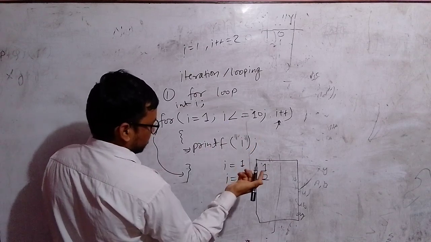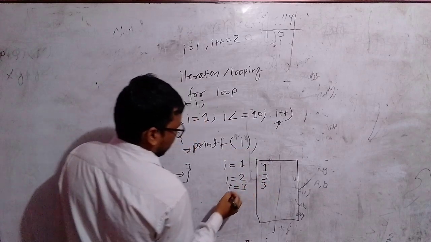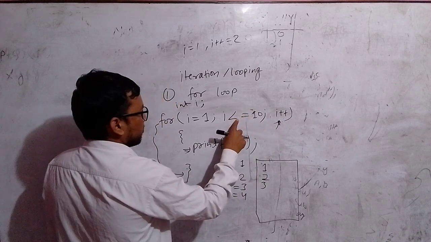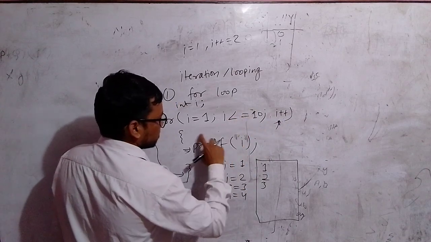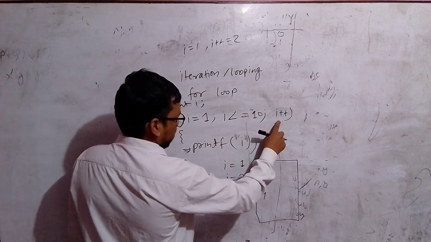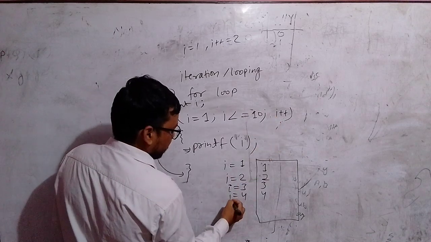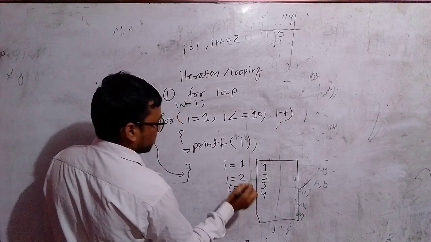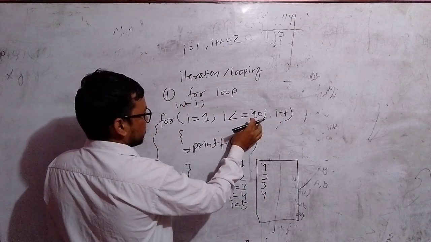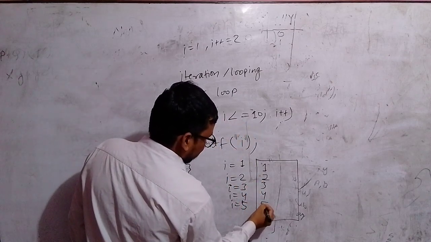3 is less than 10? Yes, true. That means it prints 3. And the control goes here. I becomes 4. And the condition will check. Satisfied. And this statement will be executed, 4. And after executing this statement, it goes here, and the value of I will increase by 1. That means I becomes 5, and 5 is less than 10, and this condition is satisfied, and print I gives 5 on the screen.